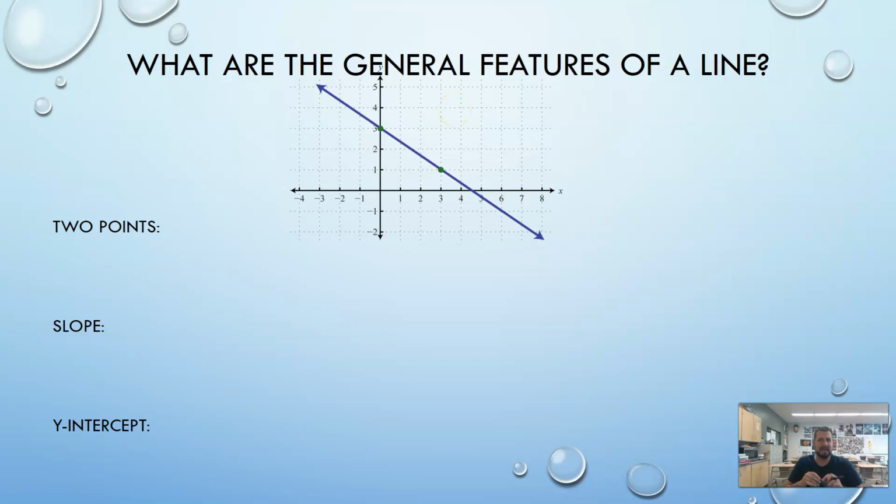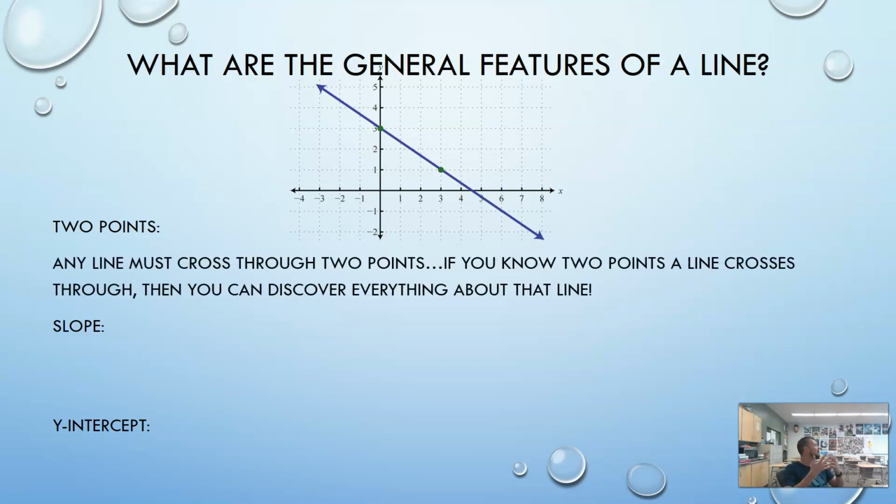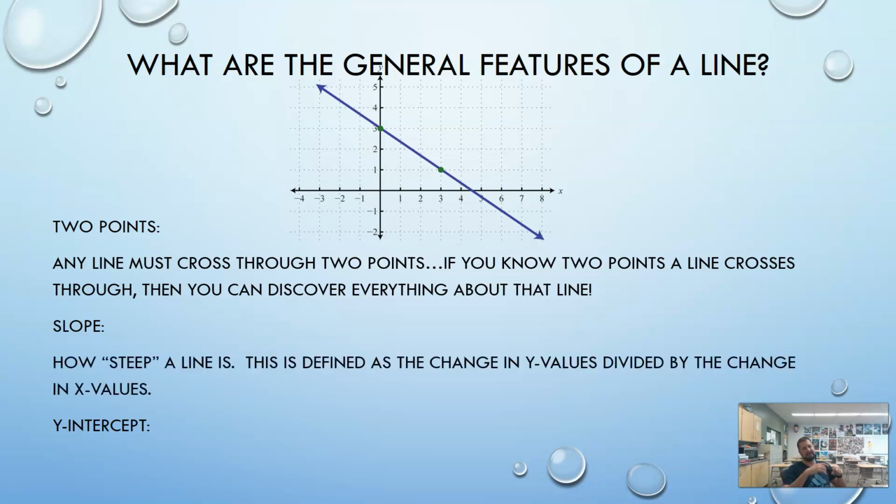Now, in general, there are a couple of things that have to be true about lines. One of the things is that any line we have has to cross through at least 2 points. In other words, you have to have 2 points and then connect them together, kind of like a connect the dots type thing. In general, they have way more than just 2 points, but you have to have at least 2 points in order to have a line.